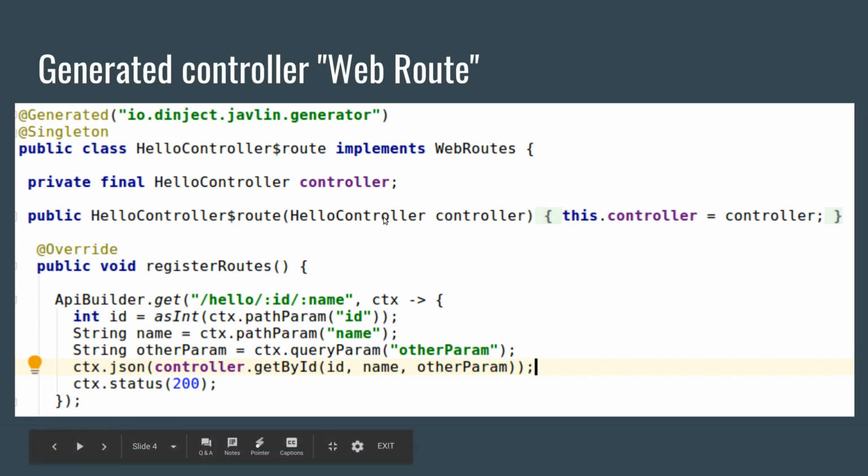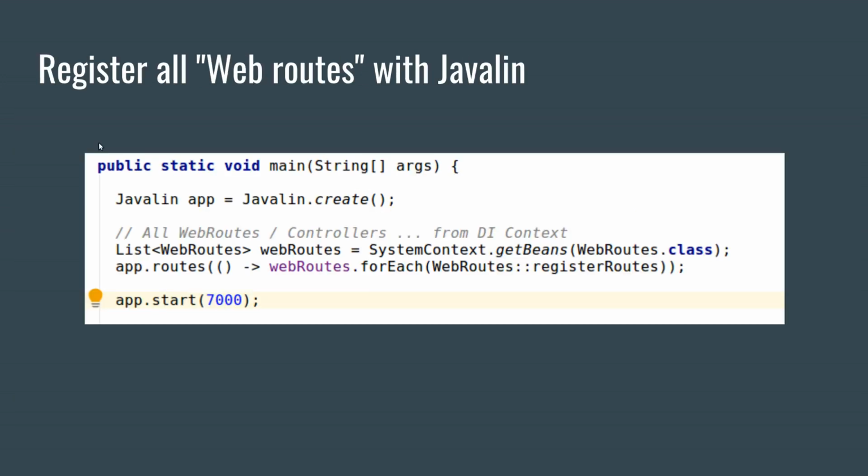The thing to note here is that this is generated code, effectively a bean that implements a web route. That means we can look at our dependency injection context and get all the beans that implement the web routes, and we can register them with Javalin. So this is basically saying find all the controllers, register them with Javalin. That's effectively one of the key goals.